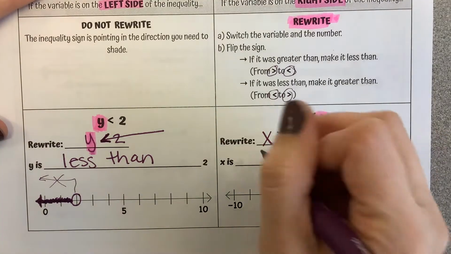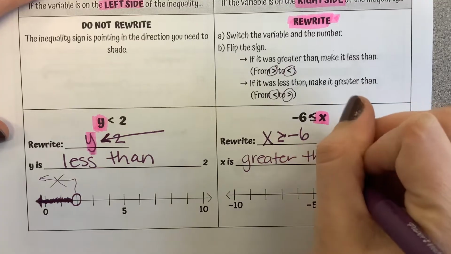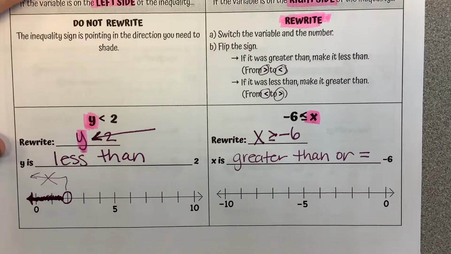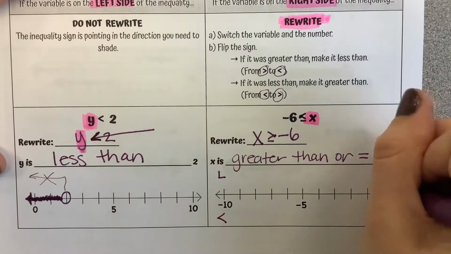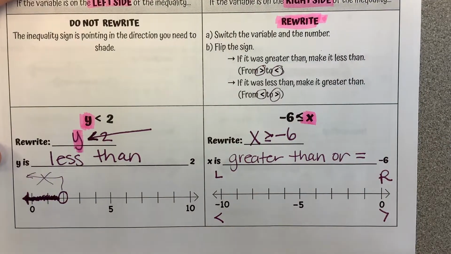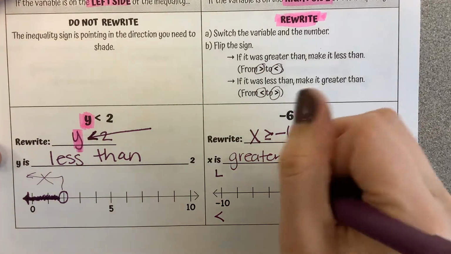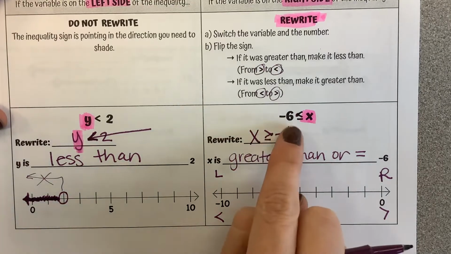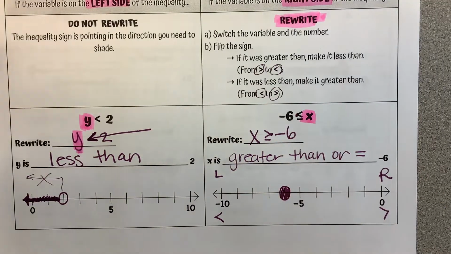So that inequality symbol means greater than or equal to -6. If you need the reminder: left is less, right is greater than. -6, remember, negatives work the opposite way. So 0, -1, -2, -3, -4, -5, -6 is right here. So I'm drawing my circle at -6. There is an equal to part, so I'm going to fill in this circle.